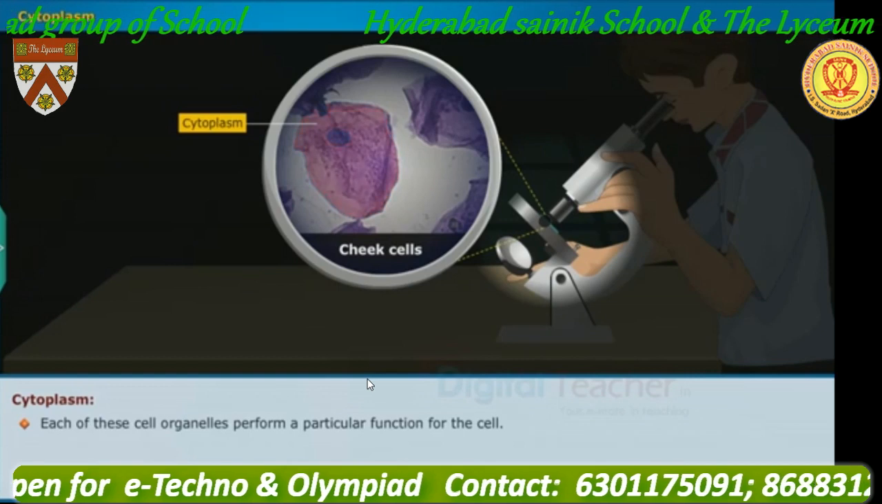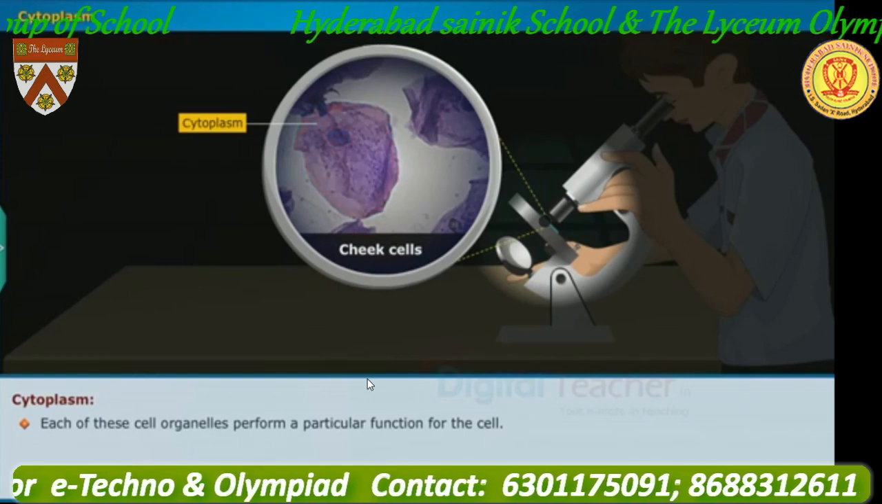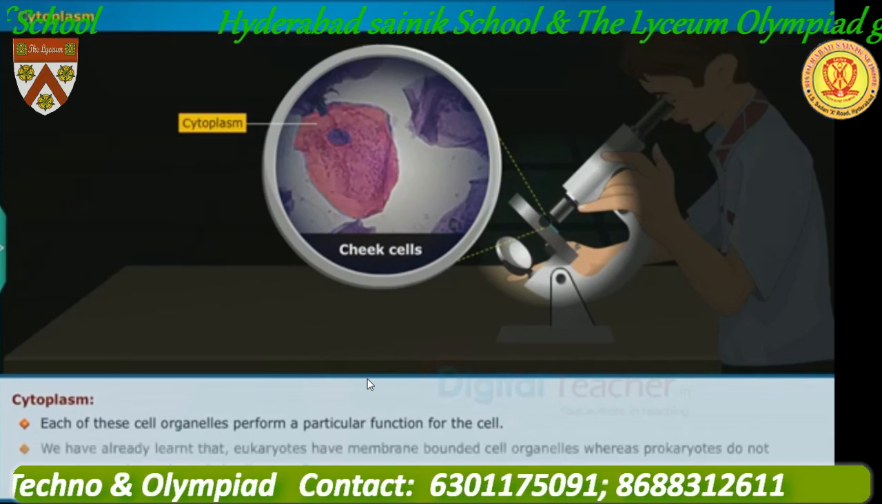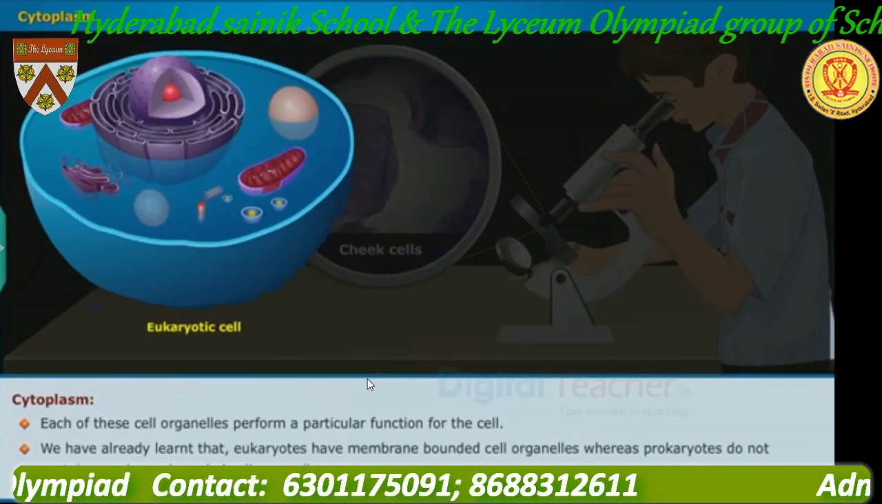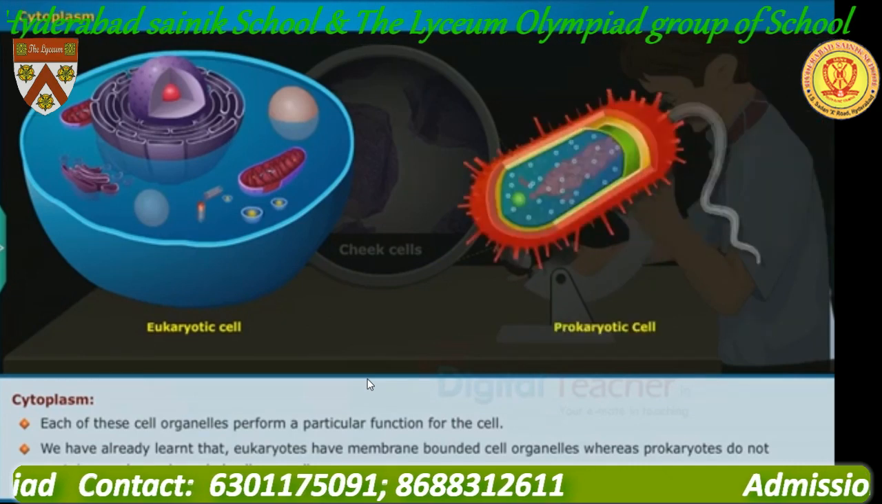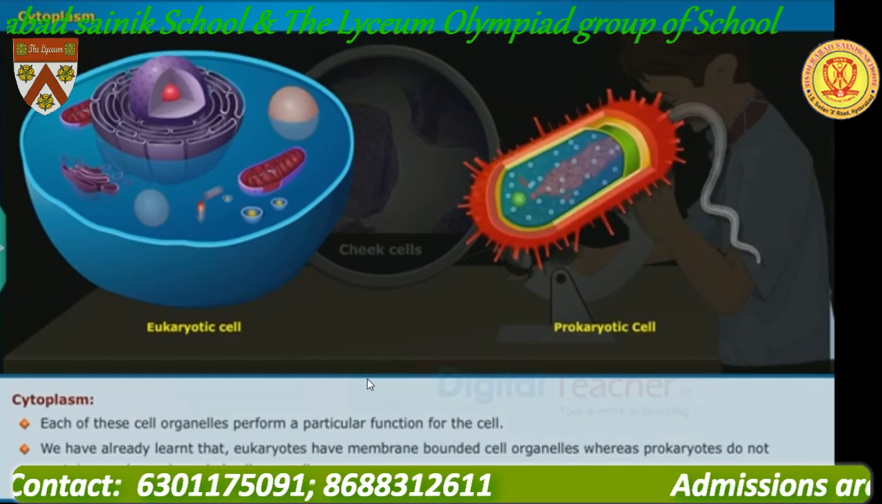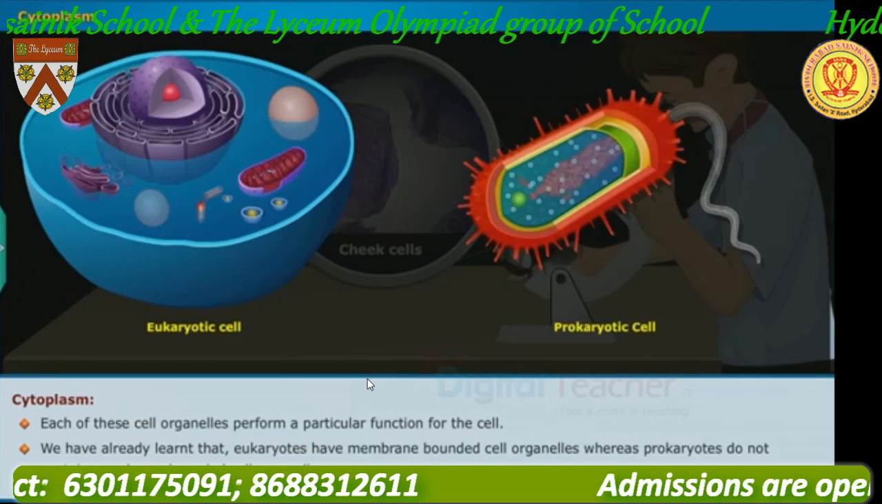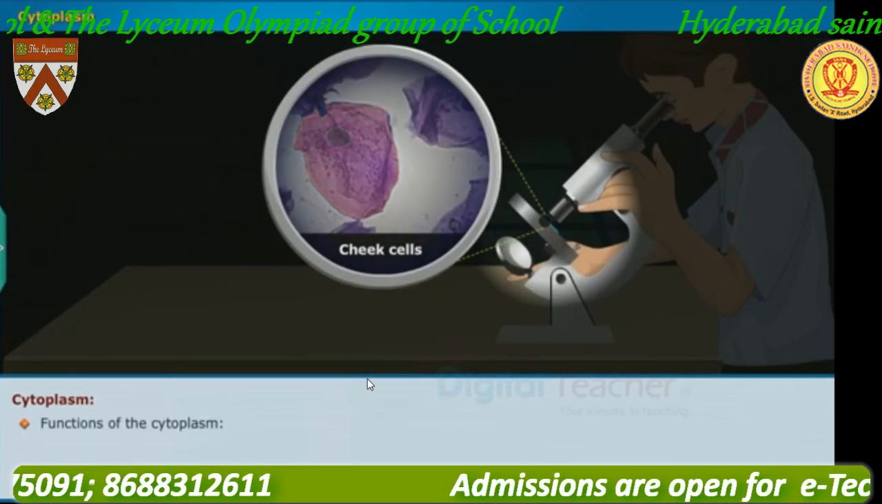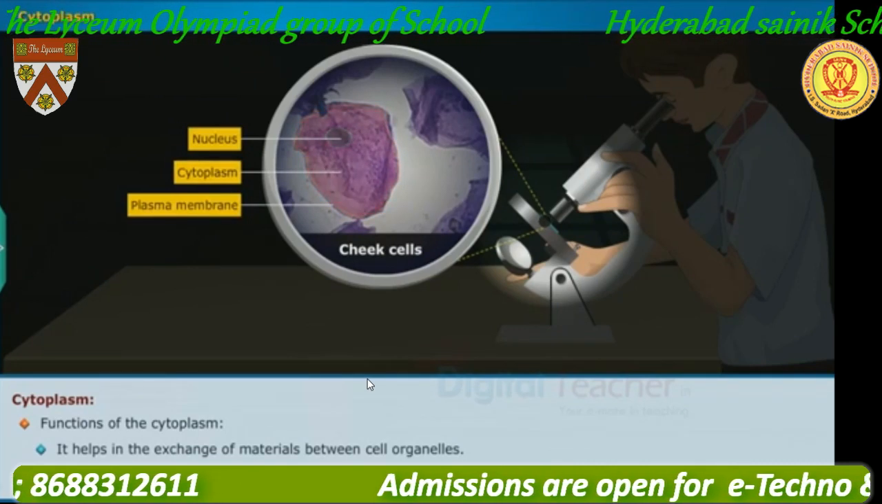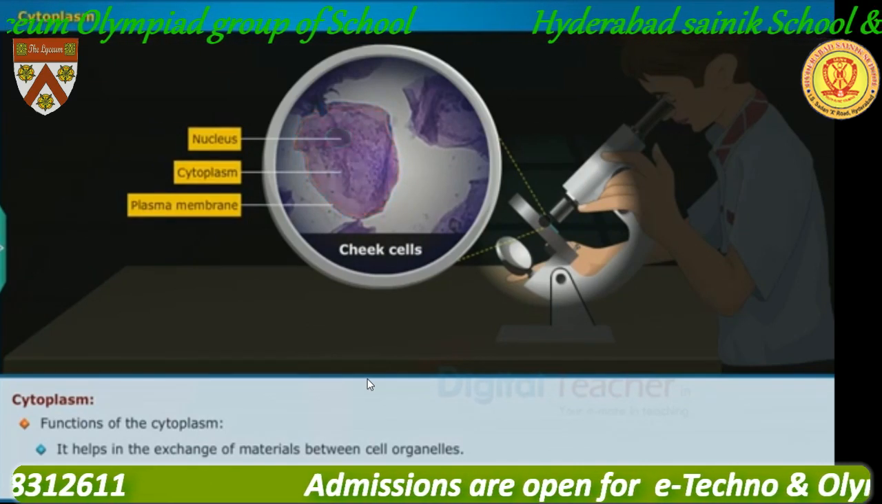Each of these cell organelles performs a particular function for the cell. We have already learned that eukaryotes have membrane-bounded cell organelles, whereas prokaryotes do not contain membrane-bounded cell organelles. Functions of the cytoplasm. It helps in the exchange of materials between cell organelles.